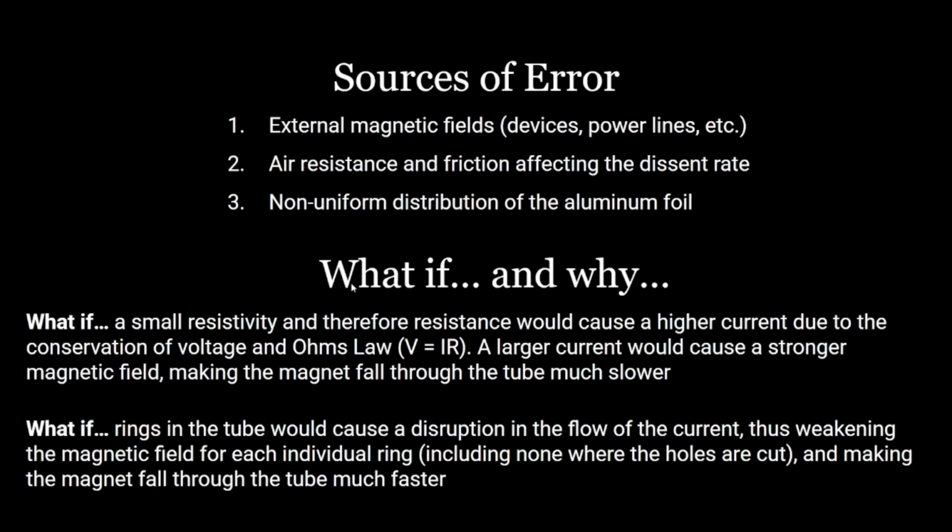A small resistivity would have increased the current, and due to the conservation of voltage, that would have created a larger current and a larger magnetic field, which would mean that the ratio of magnetic force to gravitational force would have been much greater, causing the magnet to move much slower. If you had holes in the ring, that would disrupt the flow of the current, making the magnetic field much weaker for every individual ring, and sometimes not even having a magnetic field for some of the rings, because they're discontinuous, and that would cause the magnet to fall through much faster.